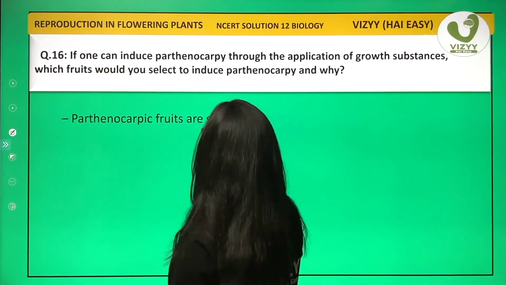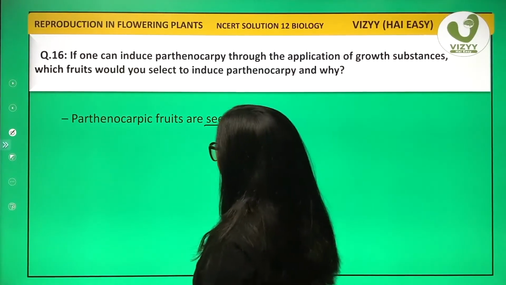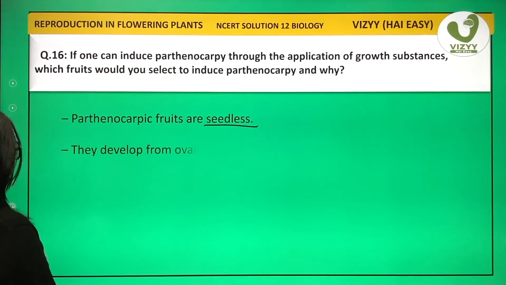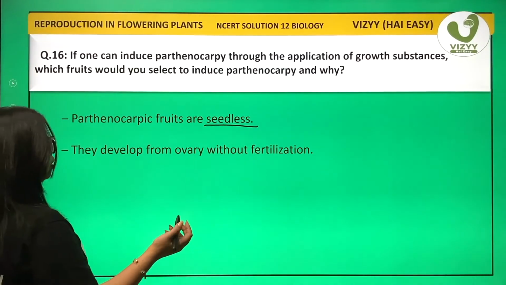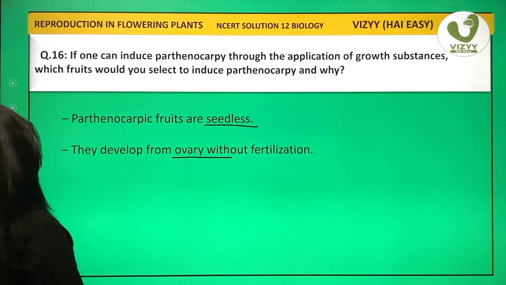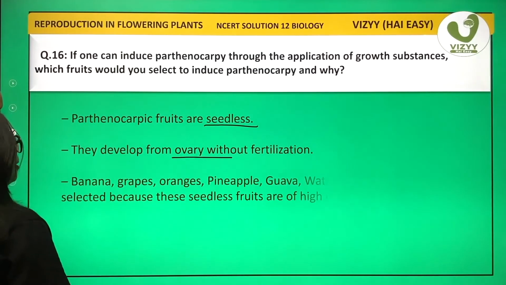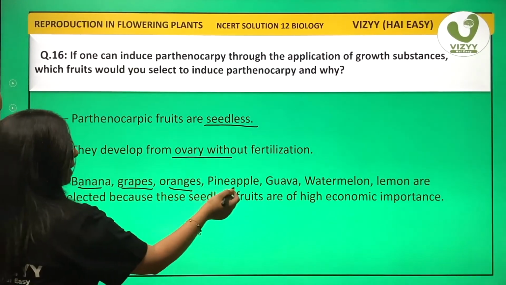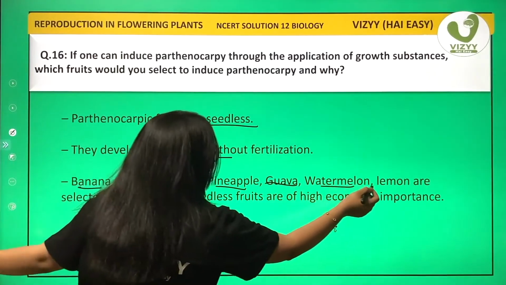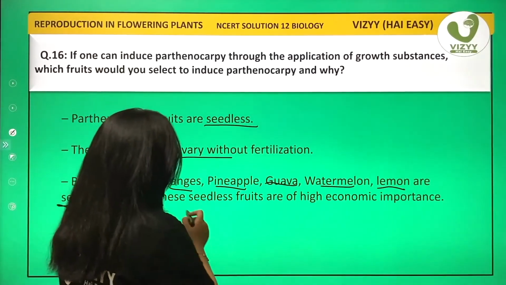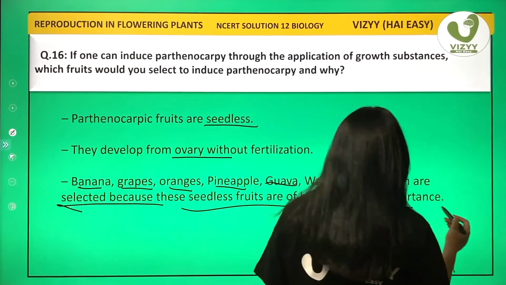Parthenocarpy means fruits which are seedless. So parthenocarpic fruits are seedless. Now, they will develop from an ovary without fertilization. And lastly, for examples, bananas, grapes, oranges, pineapple, guava, watermelon, lemon are selected because these seedless fruits are of high economic importance.